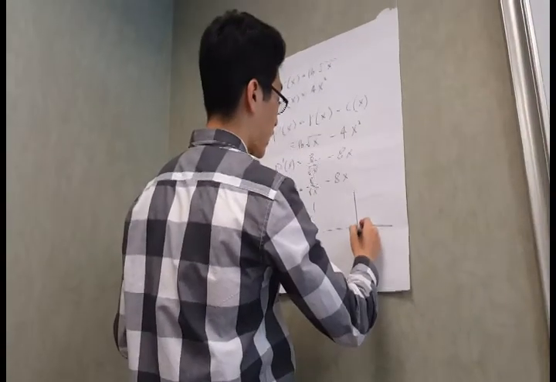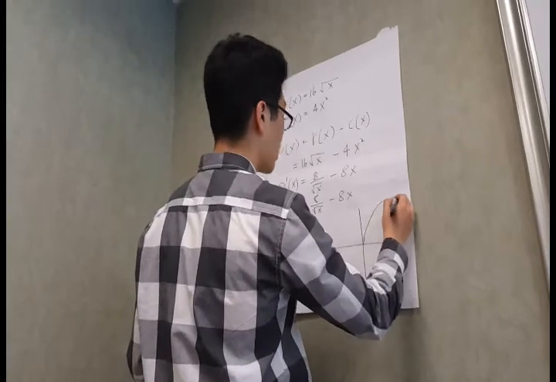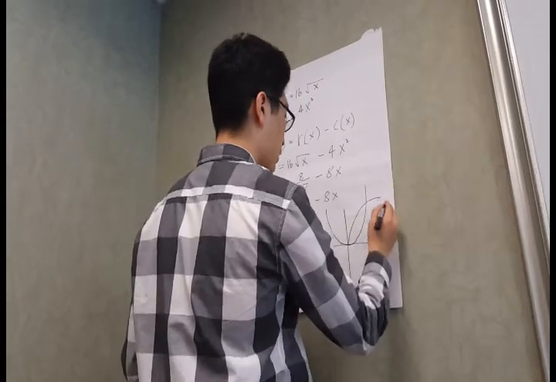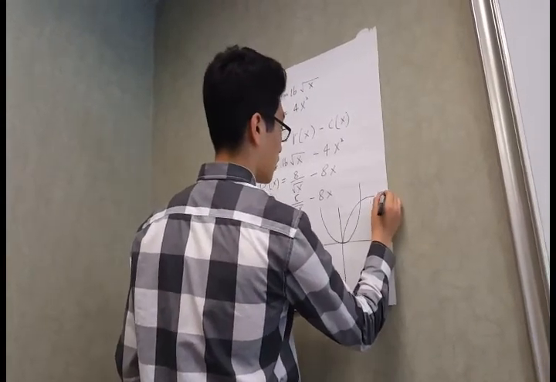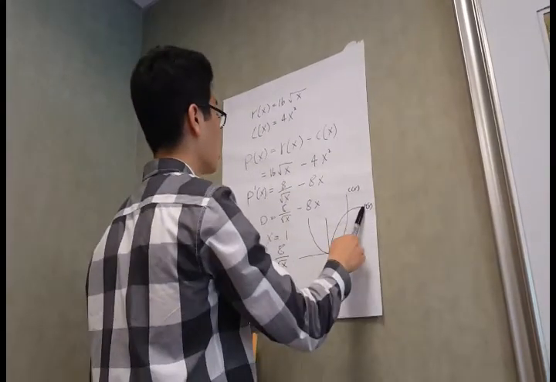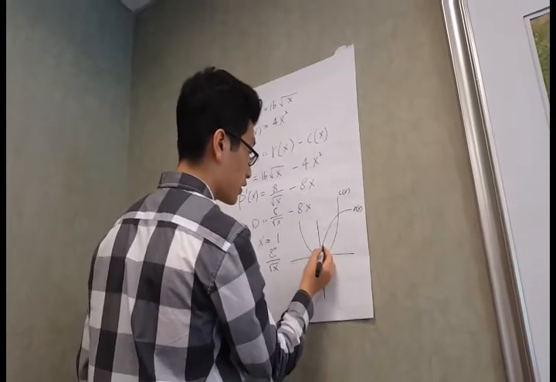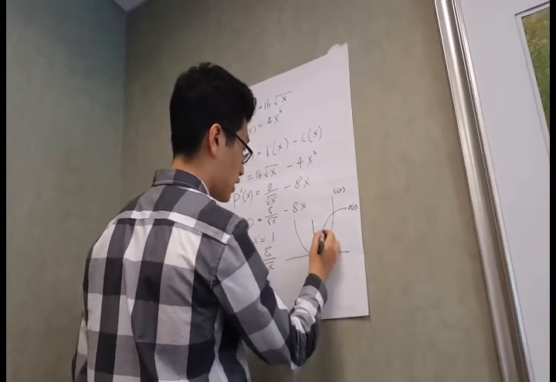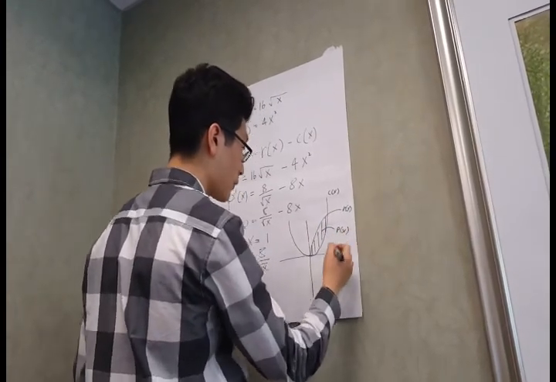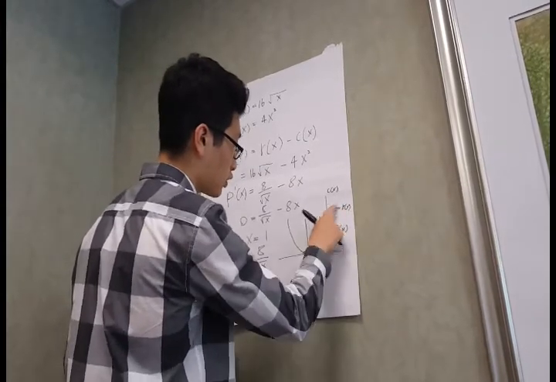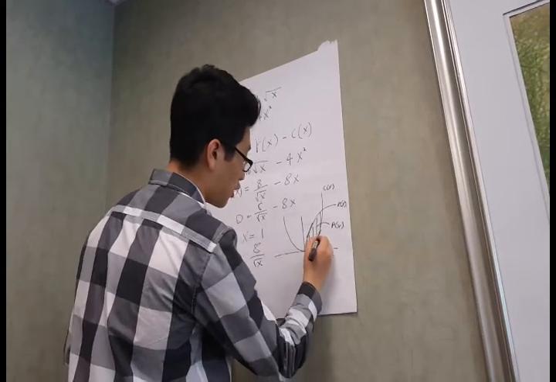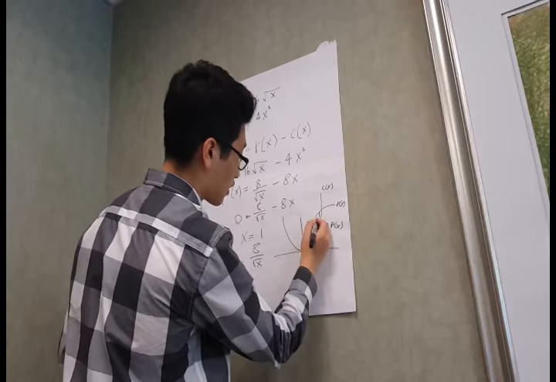16 times radical x looks something like this, and 4 times x squared looks something like this. This is the revenue, and this is the cost, which means the profit is revenue minus the cost, or the distance between these two lines here. As you can see, the distance between these two graphs is greatest when their slopes, or derivatives, are equal to each other.